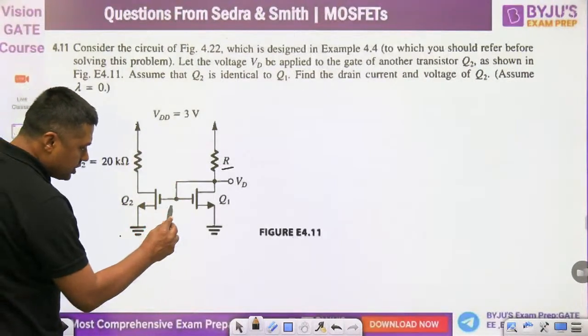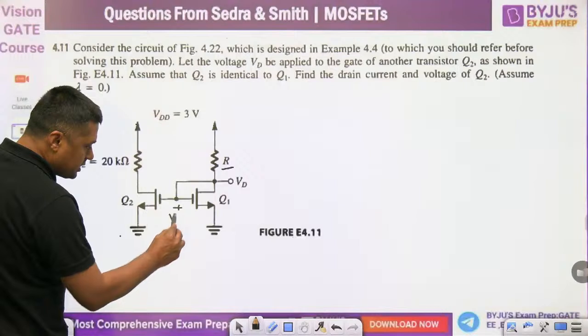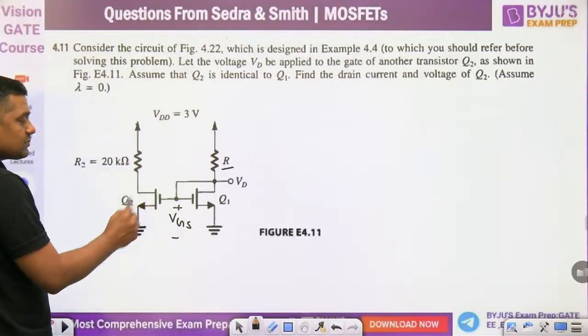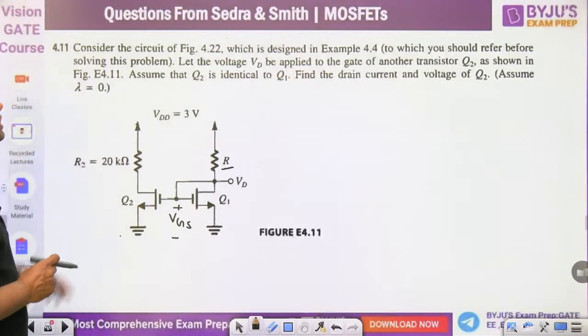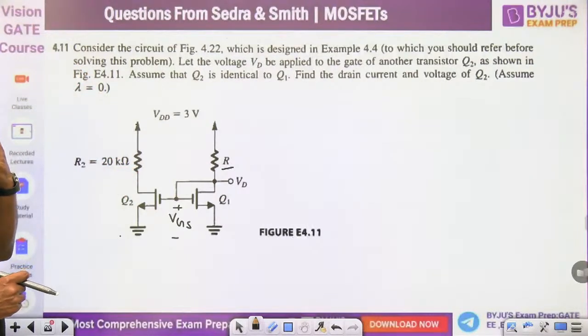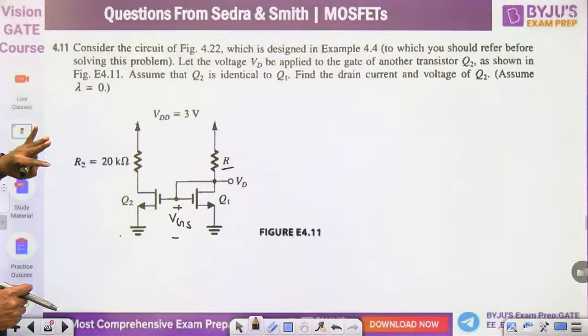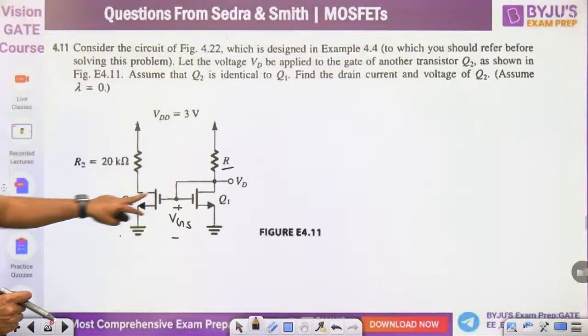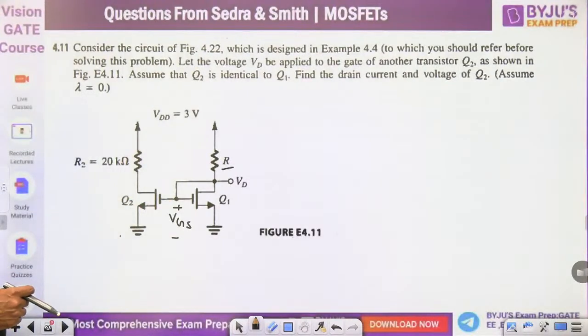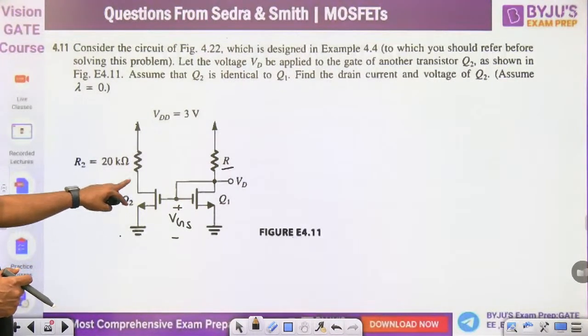Now remember, from this point to this point, the voltage for both this MOSFET and that MOSFET is similar. Now what is given? Consider the circuit of figure 4.22, which is designed in example 4.4, which you should refer to before solving this problem. Let the voltage VD be applied to the gate of another transistor Q2, as shown in the figure. Assume that Q2 is identical to Q1. Find the drain current and voltage of Q2.